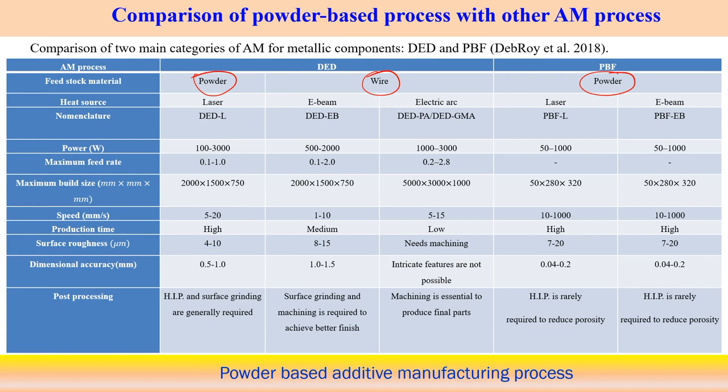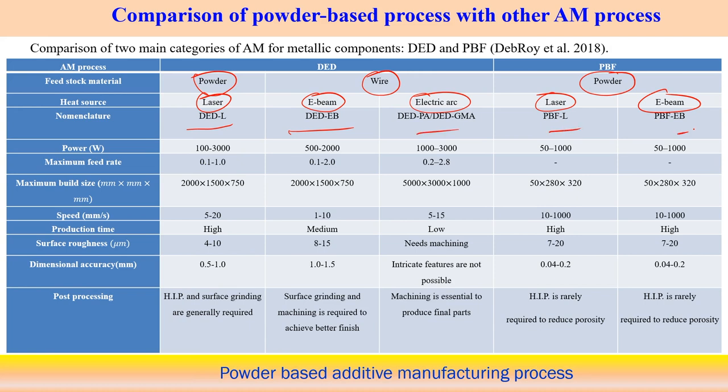We see that in terms of feedstock material, it is either powder or wire. The heat source can be laser, electron beam, or electric arc. So basically in powder bed fusion we can use either laser or electron beam. In case of the DED process we can use either electron beam or electric arc in case of wire, but in case of powder we can use the laser in directed energy deposition. Now nomenclature means of course the heat source and the type. The heat source is whether laser, electron beam or arc, and the type means whether we are using the DED process or the powder bed process. So based on that different names are there.